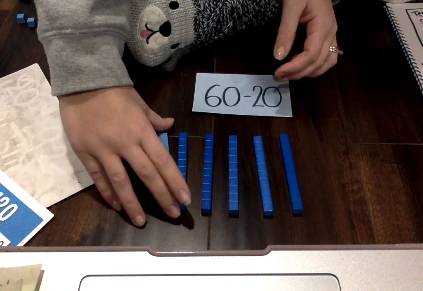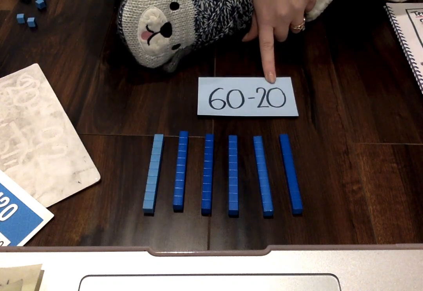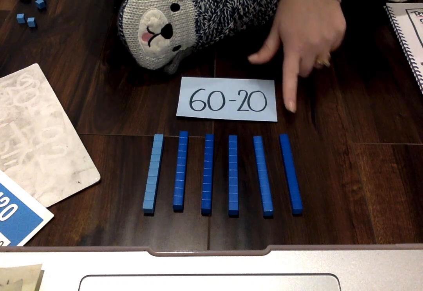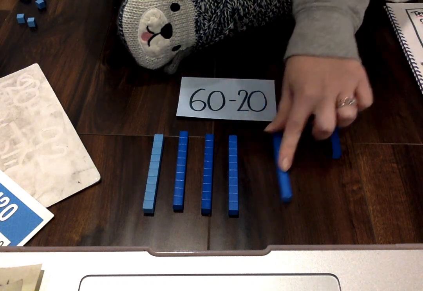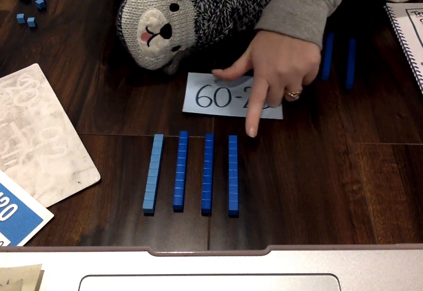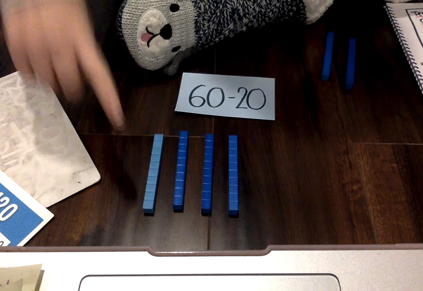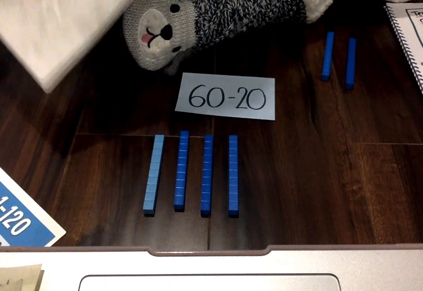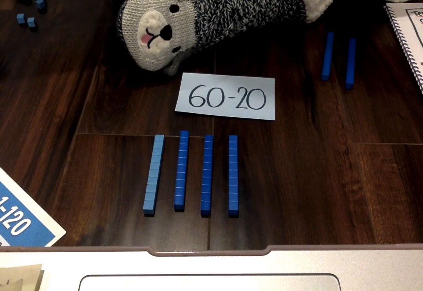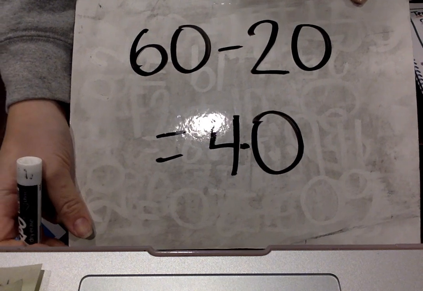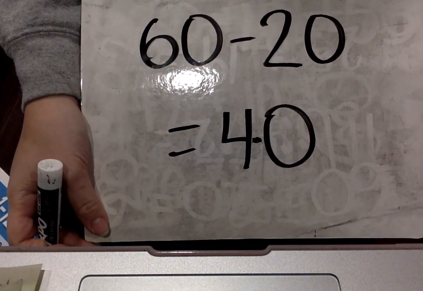Now this is tricky because I don't need to make the number 20. I need to take 20 away. So I'm going to count out 20 of them. 10, 20, and I'm going to take them away. How many are left? 10, 20, 30, 40. Were you correct? I'm going to write it out for you guys. 60 minus 20 equals 40.